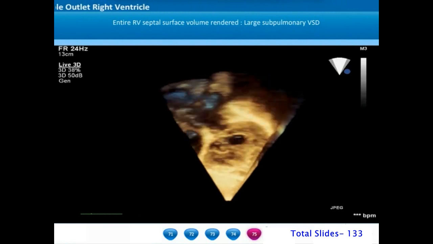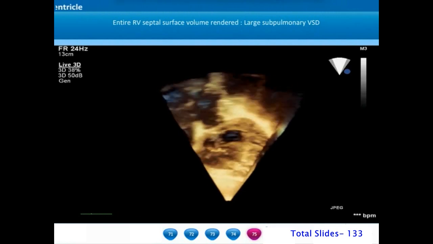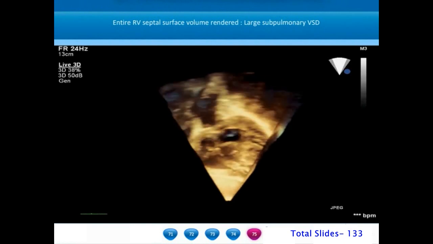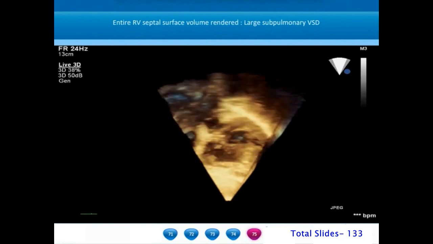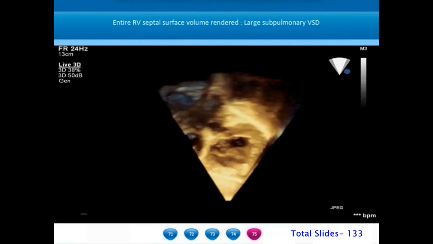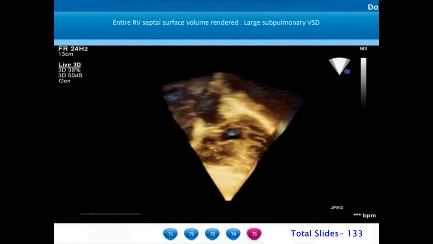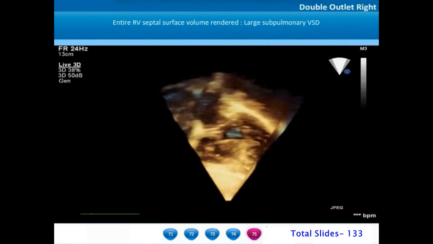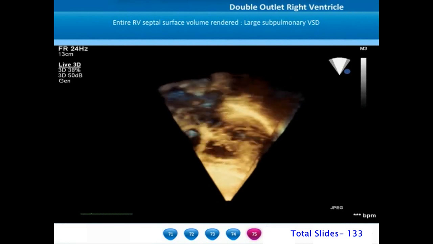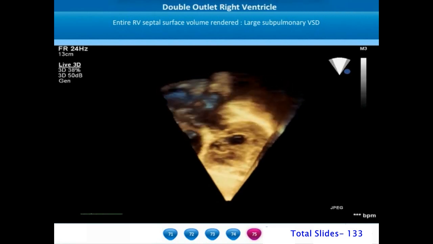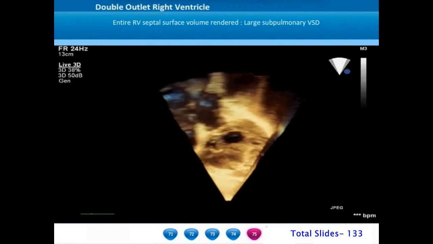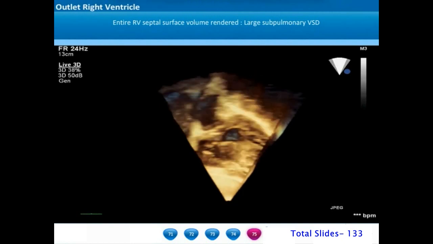We can clearly appreciate a large ventricular septal defect located in the cradle formed by the two horizontal divisions of the septal band and located below the pulmonic valve. The aortic valve is not seen in this view because the aorta is far more anterior.